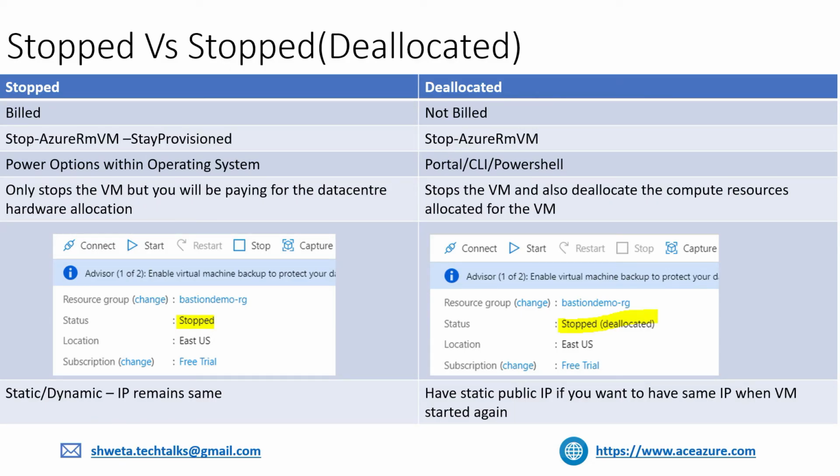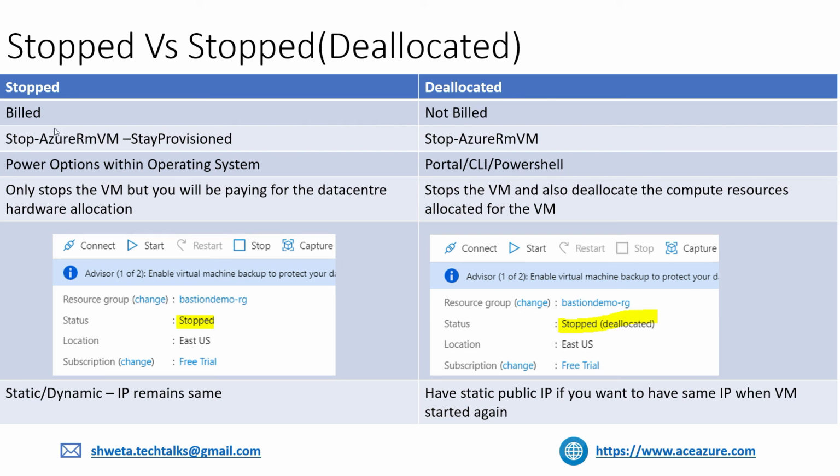Let's try and understand once again very quickly what's the difference between stopped and deallocated. Stopped means that your virtual machine is still being billed because you are still paying for the data center hardware allocation, whereas deallocated is no more billed because it also deallocates any resources allocated on the data center for the virtual machine. The command to stop a virtual machine is Stop-AzureRmVM. You have to pass in the parameter StayProvisioned, whereas for deallocation, you only run the command Stop-AzureRmVM without any additional parameters for staying provisioned.